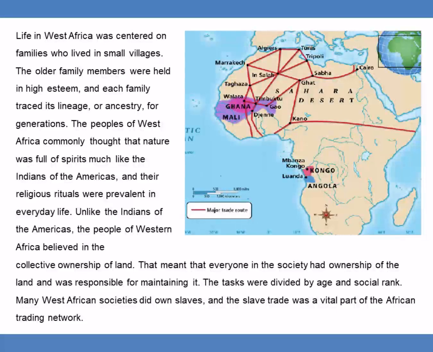Unlike the Indians of the Americas, the people of Western Africa believed in the collective ownership of land. That meant that everyone in the society had ownership of the land and was responsible for maintaining it. The tasks were divided by age and social rank. Many Western African societies did own slaves, and the slave trade was a vital part of the African trading network.